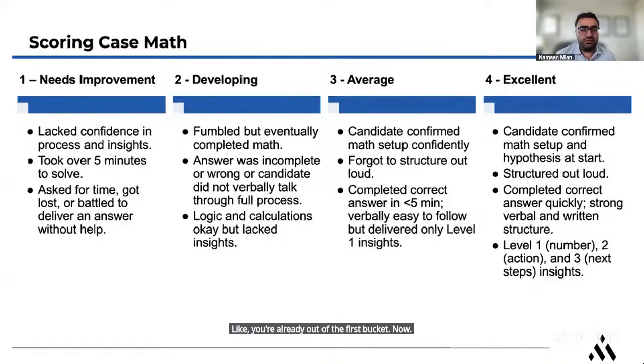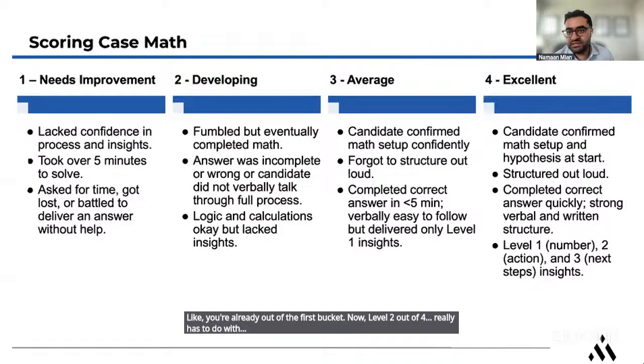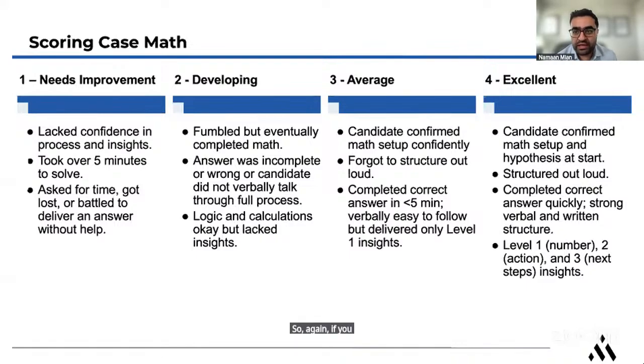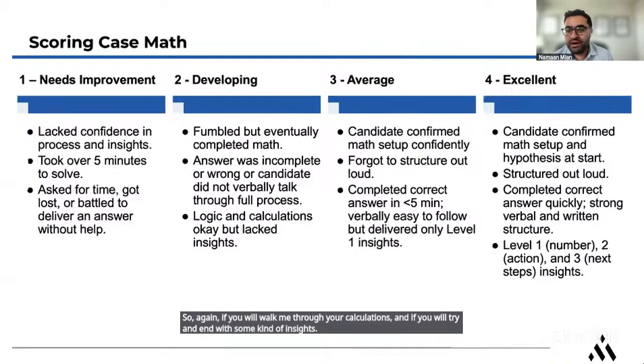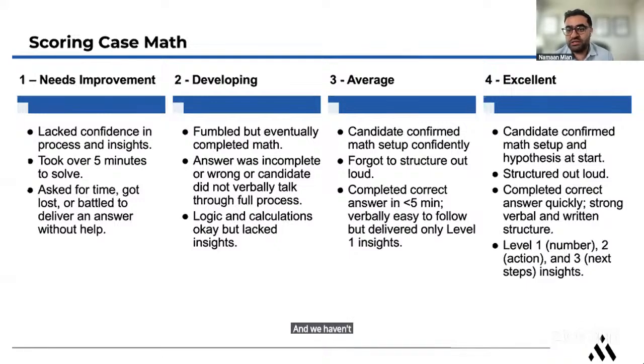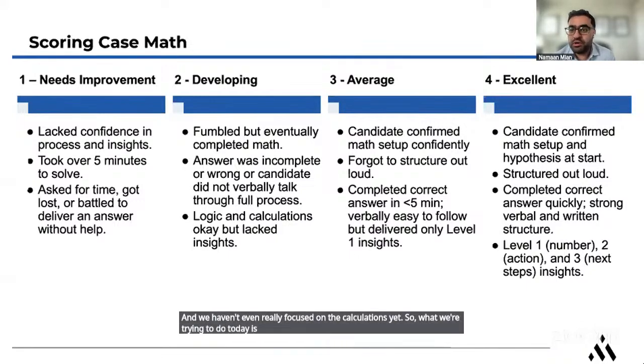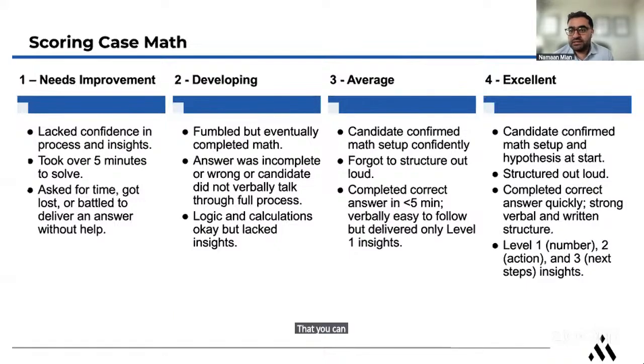Now, level 2 out of 4 really has to do with a lack of insight and a lack of verbal walkthrough. So again, if you will walk me through your calculations and try to end with some kind of insights, you're already at average, and we haven't even really focused on the calculations yet. What we're trying to do today is give you a playbook that you can internalize and that will help you get to average really, really fast.